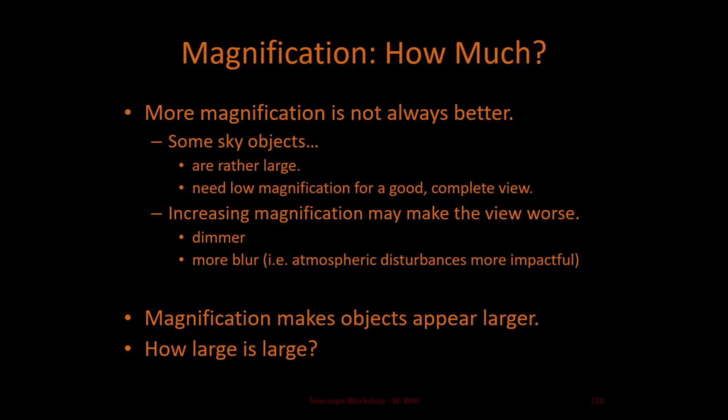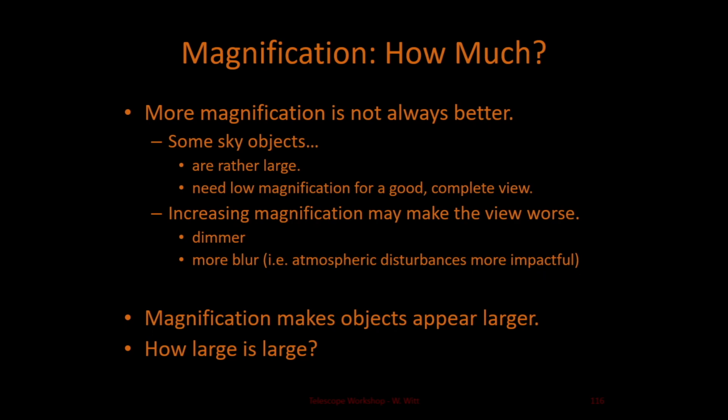For one, the image becomes dimmer because you have the same amount of light but over a larger area, so it appears dimmer. And the other thing is that distortions in the atmosphere or the shaking of the telescope or you touching the telescope become more amplified when you are zoomed in that far. And so it can be difficult to get a really steady view as well.